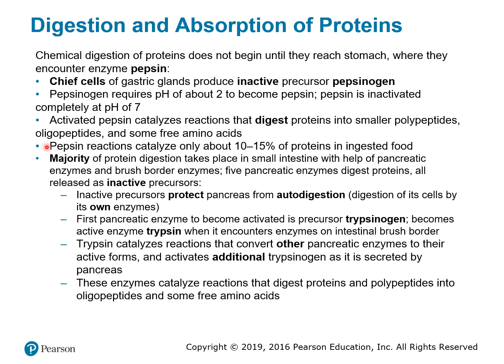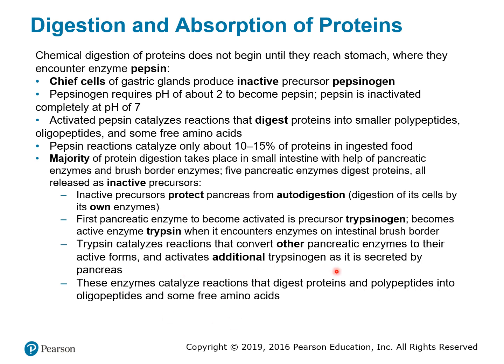And the rest, the majority, is going to happen in the small intestine. That is going to involve the pancreatic enzymes and the brush border enzymes. Now, these 5 pancreatic enzymes are going to digest the proteins, but they're going to be released in a non-activated, meaning inactivated, form. Like I said, the precursor that is going to activate it is trypsinogen, which is going to become trypsin, and that's also going to be the activated form of the enzyme.